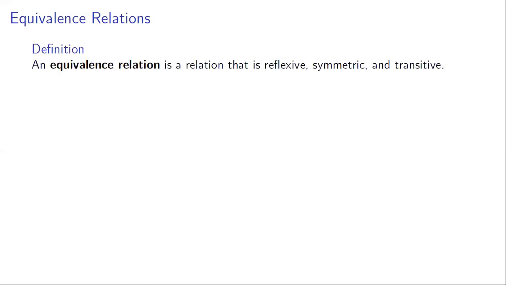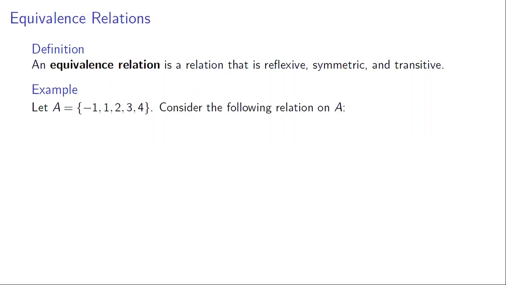We will now discuss a special type of relation, and the definition relies on the properties that we discussed in the previous video. So what we want to talk about is a special type of relation known as an equivalence relation. An equivalence relation is a relation that is reflexive, symmetric, and transitive. That's the whole definition. For example, suppose we have a set A containing -1, 1, 2, 3, and 4.